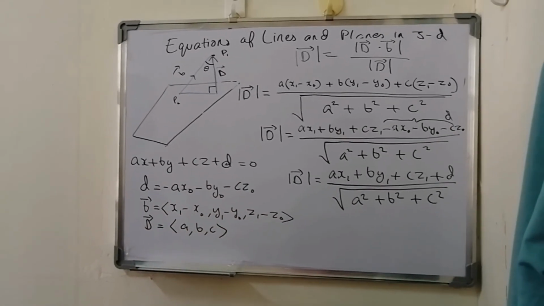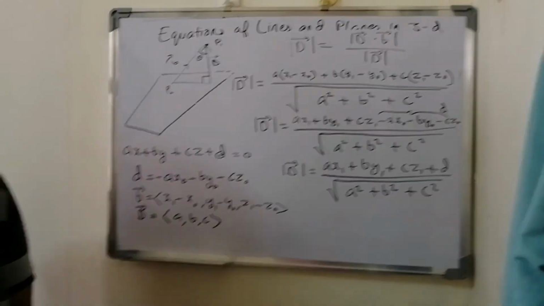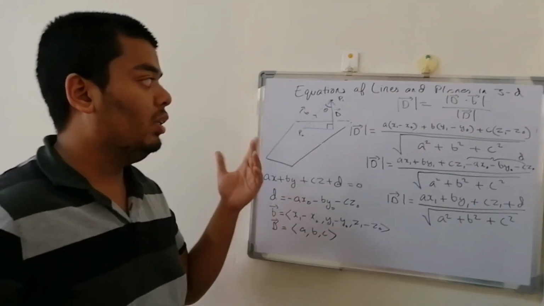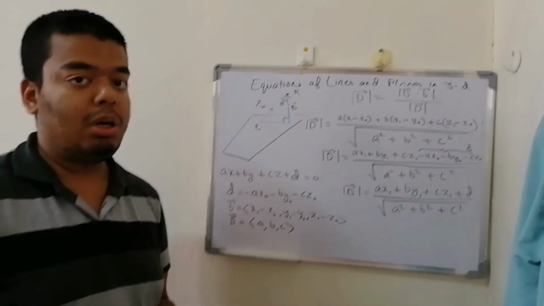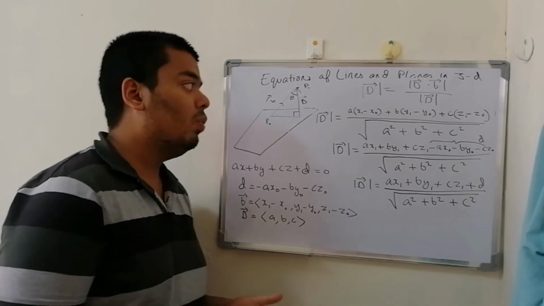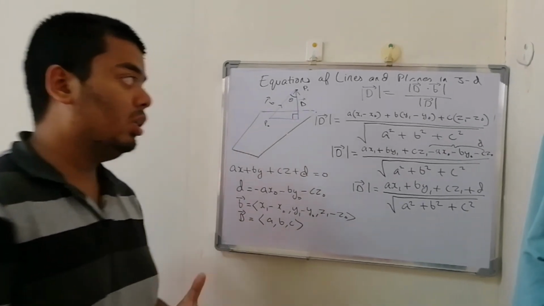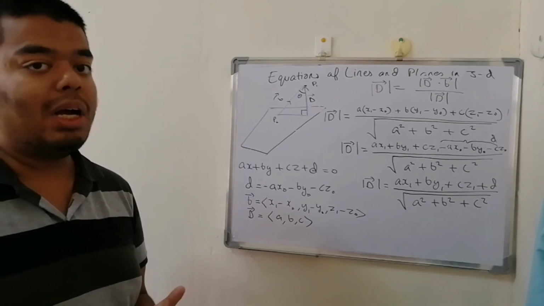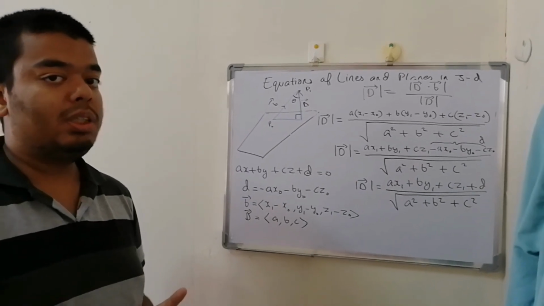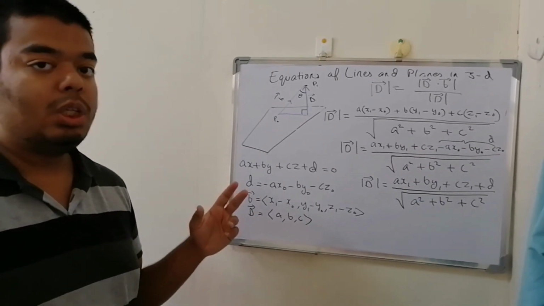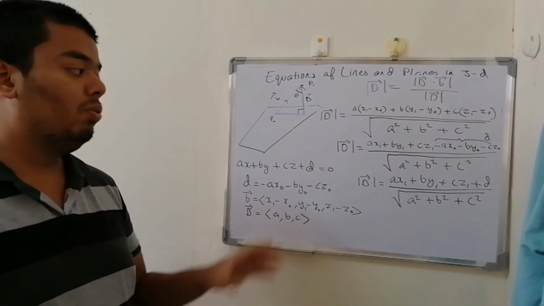So this is the end of the video for the equation of the lines and the planes. To summarize what we have learned today, we have learned how to find the symmetric equation of a line, the parametric or the scalar equation of the line, and the vector equation of the line. Then we went on and learned how to find the equation of a plane in the vector form and in the parametric or the scalar form. And then we have derived the formula for the distance of a particular point from a particular plane.